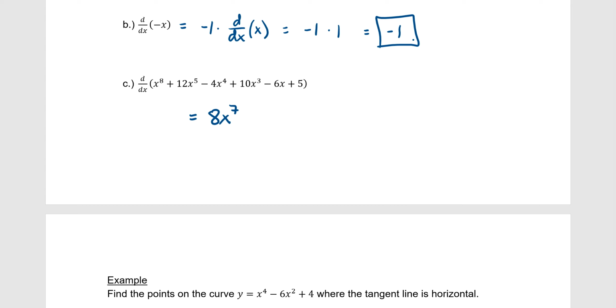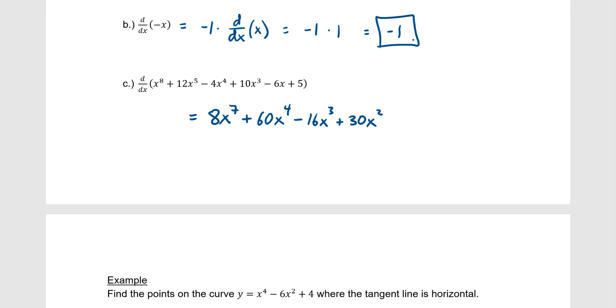And next we have the derivative of 12x to the 5th, so plus. Multiply the 5 out front. 12 times 5 is 60. Subtract 1 from the exponent, so we get 60x to the 4th. Next one, minus the derivative of 4x to the 4th. 4 times 4, we get 16. Subtract 1 from the exponent. Negative 16x cubed. Next one, 10x cubed. Multiply the 3 out front. We get 30. Subtract 1 from the exponent.